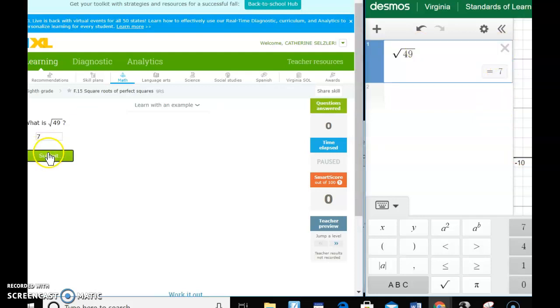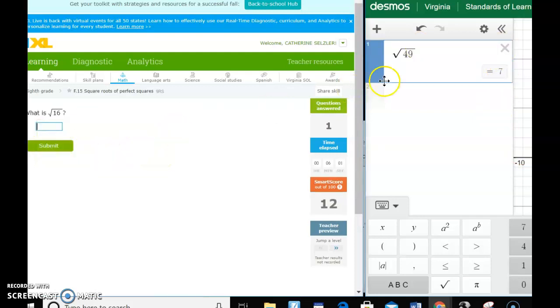All right, let's try another one. This is the square root of 16. What can I multiply times itself to get 16? Well, 4 times 4 is 16. So my square root of 16 is 4. But let me just double check. I'm going to put in my square root button. I'm going to type in 16. And there it is. My square root is 4. All right, hopefully this helps you figure out your exponents and square roots using your Desmos calculator.